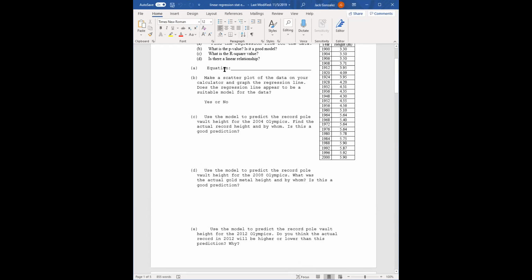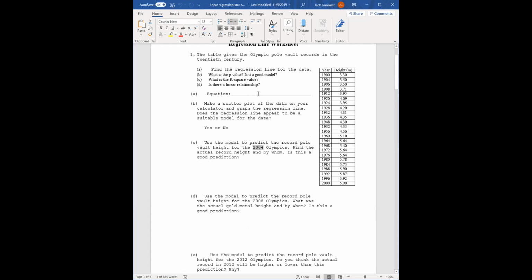And then when you find your equation, you can plug in numbers to test out the future, right? So you can plug in 2004 into the equation that you find here, and then you'll have an estimate of what will happen in the Olympic vault in 2004.